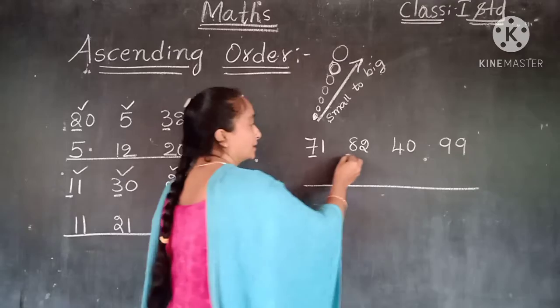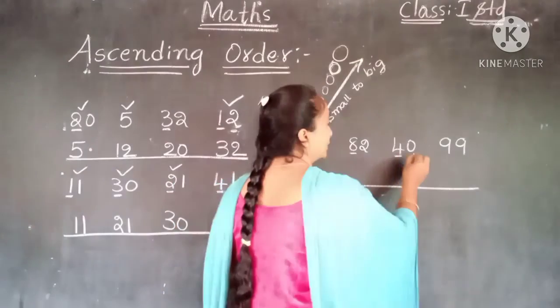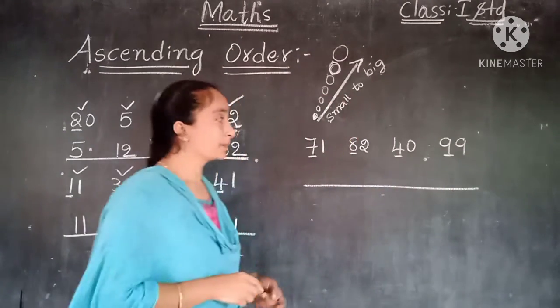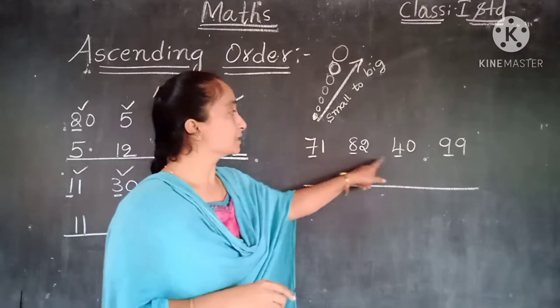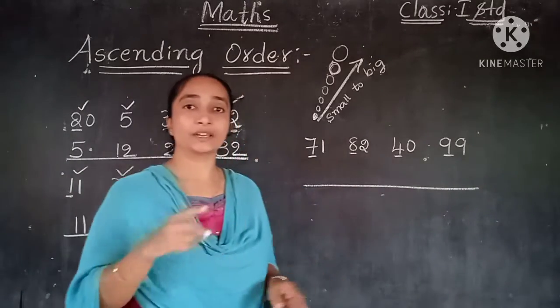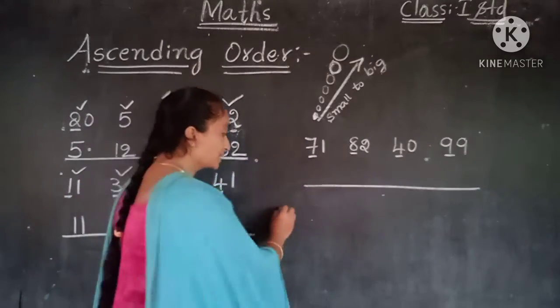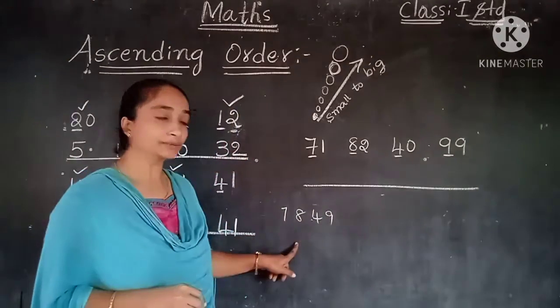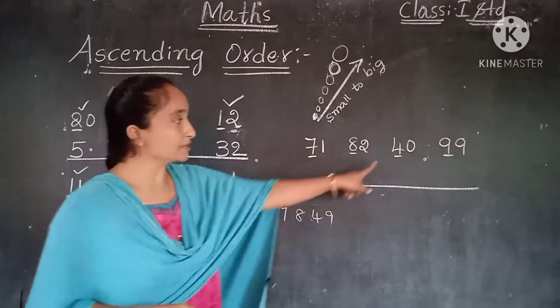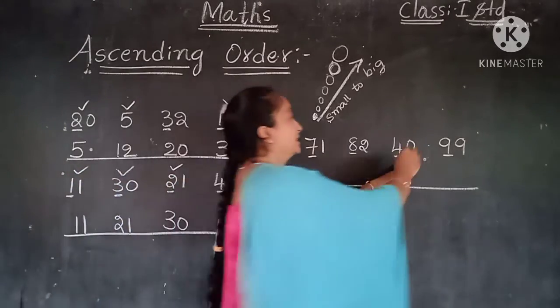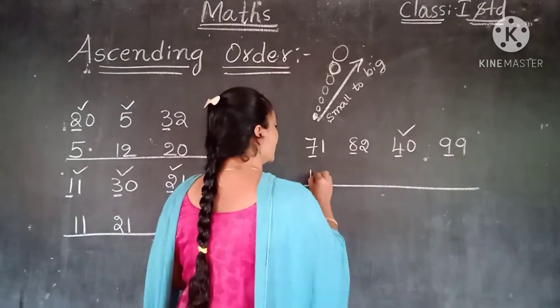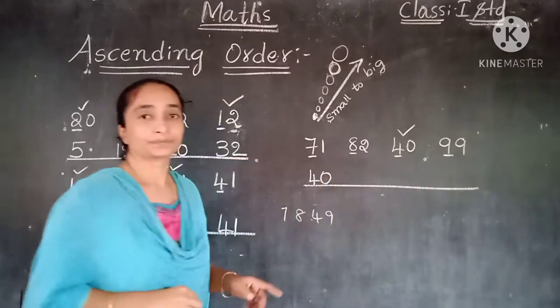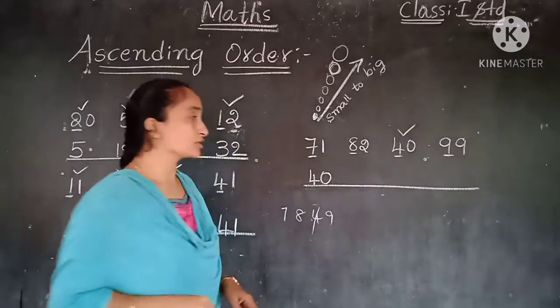7 tens, 8 tens, 4 tens, 9 tens. 7, 8, 4, 9. Which is the small number? 4. 4 means 4, 0, 40. Yes, you can give the tick mark. So here we can write the first one.